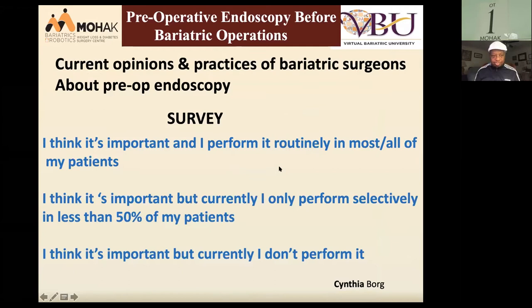In a survey done by Dr. Cynthia Bob, he found that some bariatric surgeons say it's important to do pre-op endoscopy and perform it routinely. A subgroup said they think it's an important topic, but they only perform it in about 50% of their patients. And then there's a third group, which was a minority, that said they think it's important, but they do not perform endoscopy as part of preoperative evaluation.